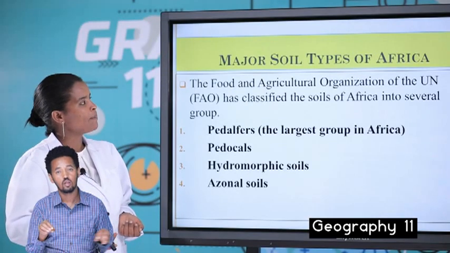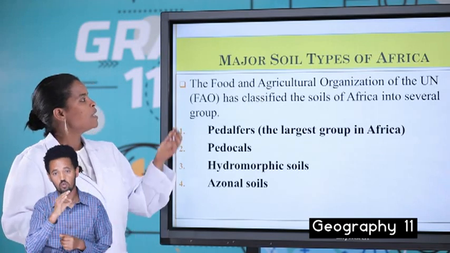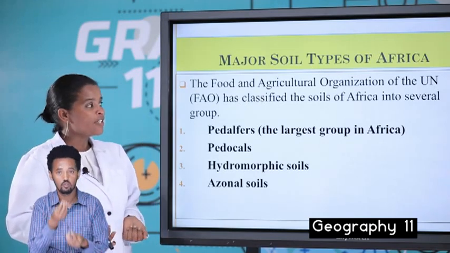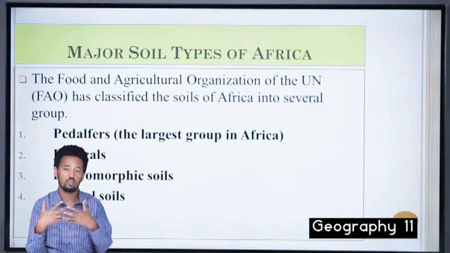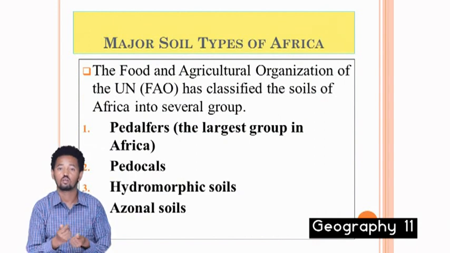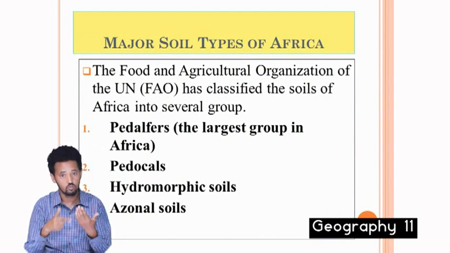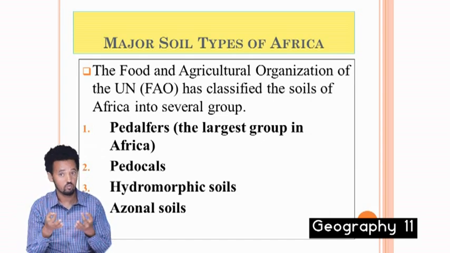Let us move to the major soil types of Africa. The Food and Agriculture Organization of the United Nations, FAO, classified the soils of Africa into several groups. These are pedalfers, pedocals, hydromorphic soil, and zonal soil.